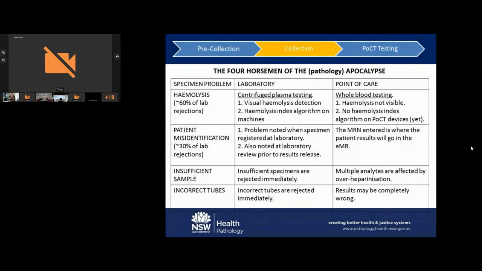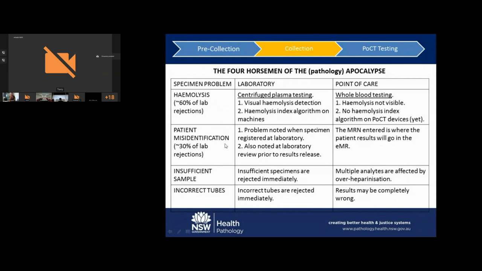So firstly, the very large problem of hemolysis is spotted at the lab both visually and by the laboratory machines. Blood samples are centrifuged at the lab and plasma is generally used. If the specimen is hemolyzed, the hemoglobin in the plasma will appear a pink or red colour. The machines also run an internal hemolysis detection algorithm as a backup. These specimens and any results are then rejected and not released. Point-of-care specimens, however, are whole blood, so visualising hemolysis is not possible, and the simpler point-of-care devices do not have internal hemolysis algorithms.